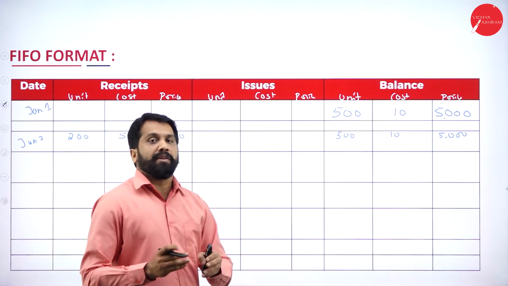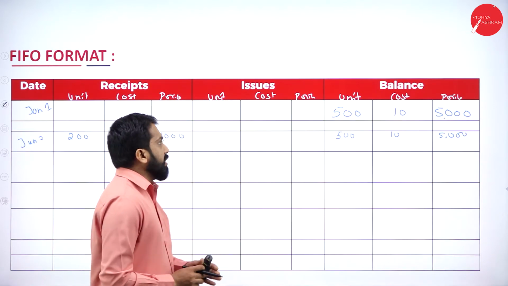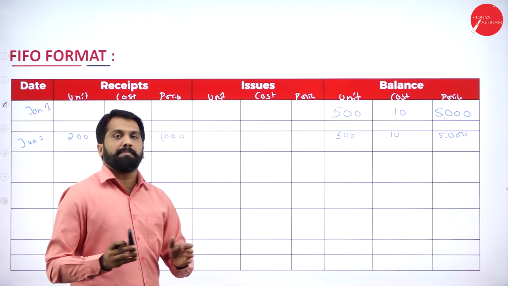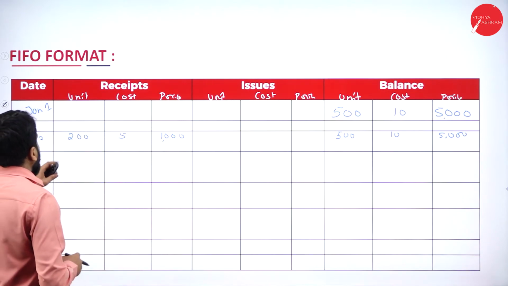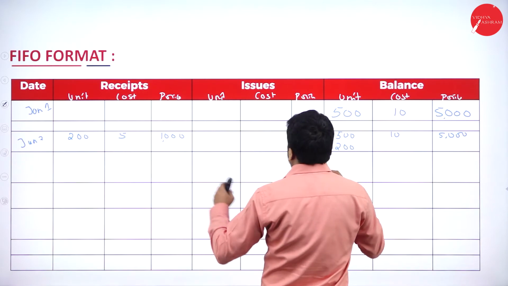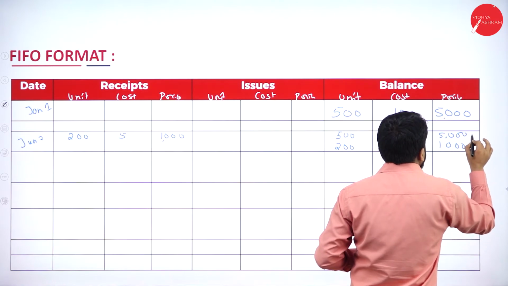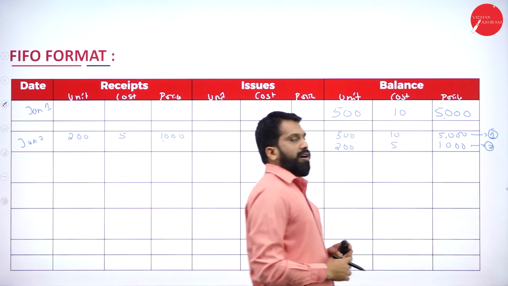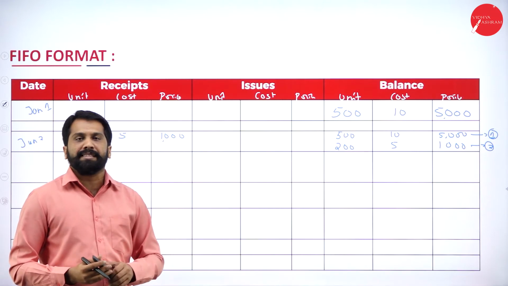But remember, you cannot merge. You have to write it separately. Why? Because the cost per unit is different. If it is the same, then we can merge. If it is not the same, you have to make it separate. Now, there are 200 units purchased. Total you have again 200. What is the value? 5. And we have 1000. Just assume that you have box number 1 and box number 2. Box number 1 is your old box. Box number 2 is your recent box.